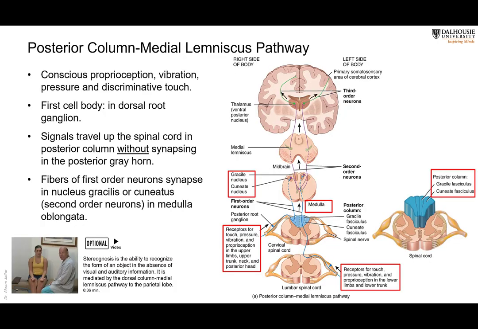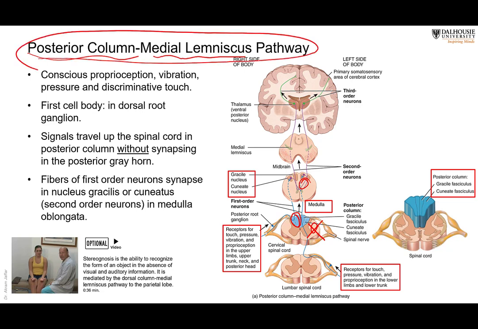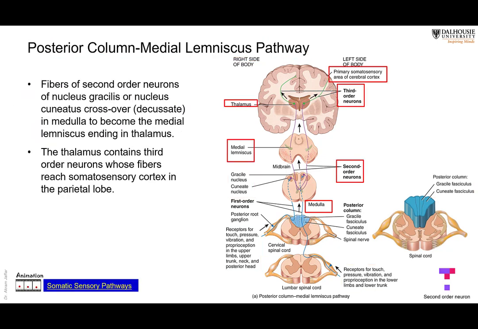The second one, we call it posterior column medial lemniscus pathway because the fibers are not located in the lateral column, they are not here, they are located in the posterior column. And these are fibers of first order neurons and they cross in the medulla oblongata to form the medial lemniscus. So that's why it's called posterior column medial lemniscus pathway. But always the first cell body, first order neuron, is located in the dorsal root ganglion.